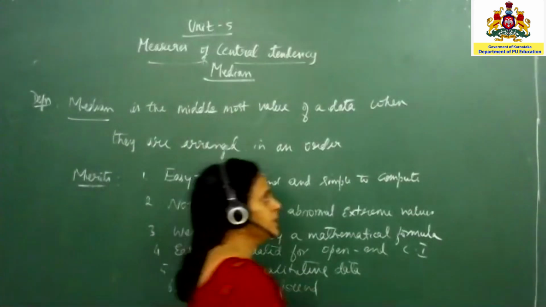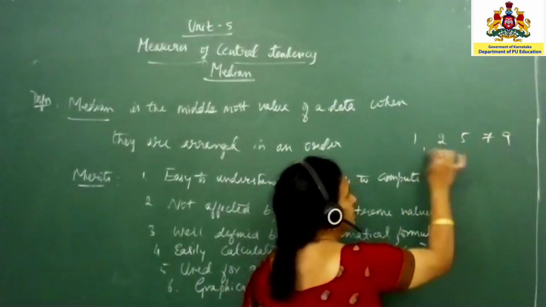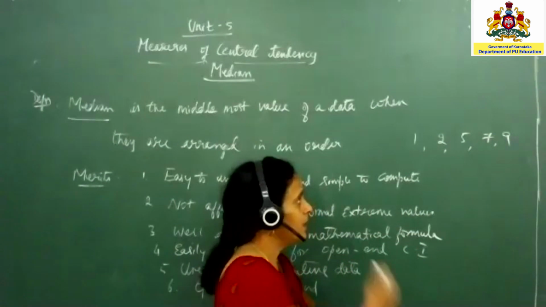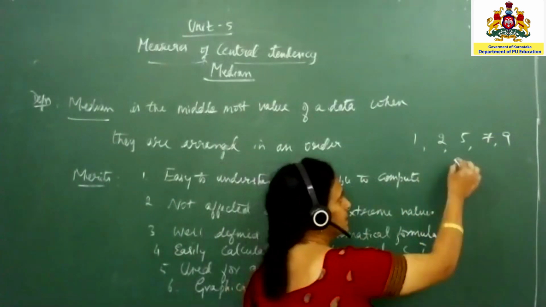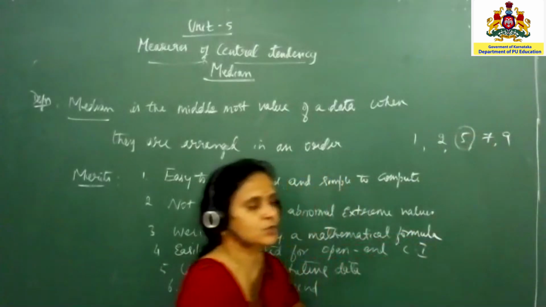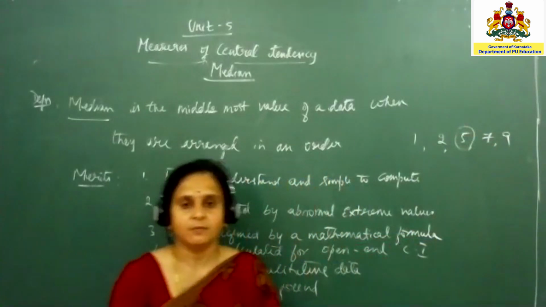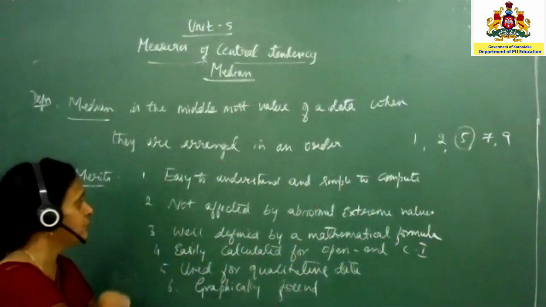This middlemost means, for example, if I take 1, 2, 5, 7, 9, these are the five values. It is already arranged in ascending order, or any order. The middlemost value is called the median. Here 5 is the median, the middlemost value.